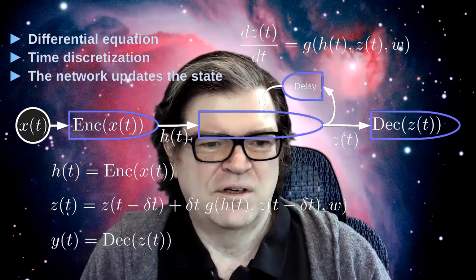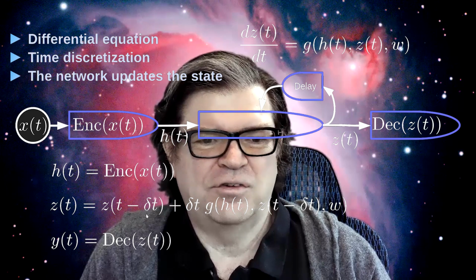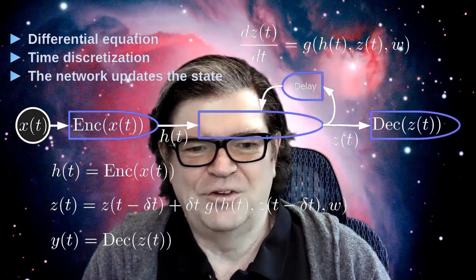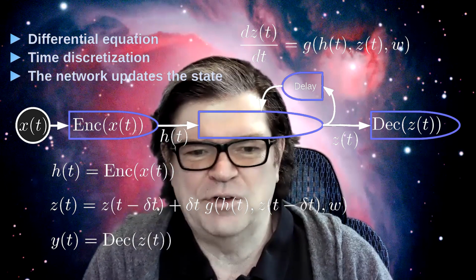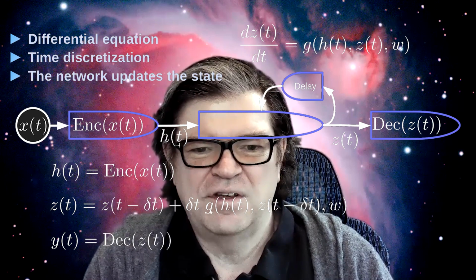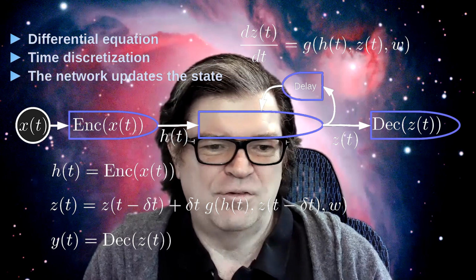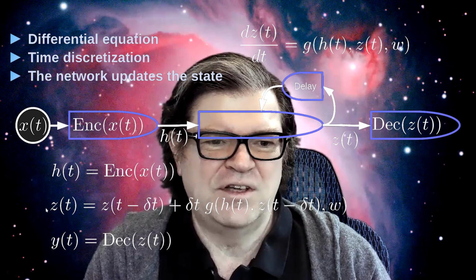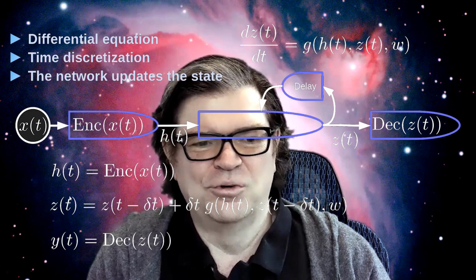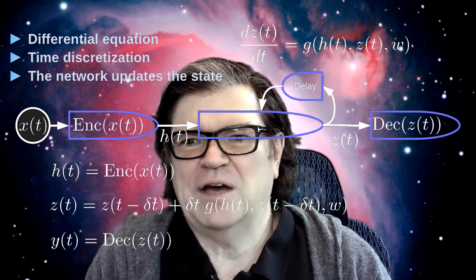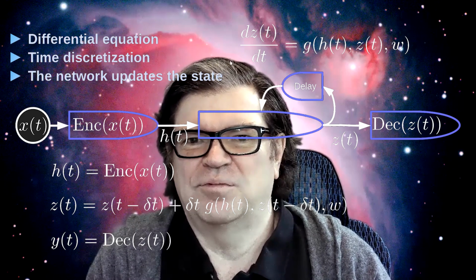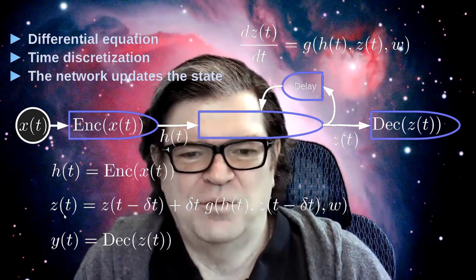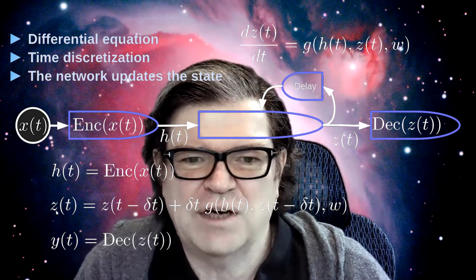So z of t is going to be equal to z of t minus delta t, the previous value of z, with a little delta t, which is kind of a small time interval, plus delta t times the g function. And if you put the z of t minus delta t on the other side and divide by delta t, and you make delta t go to 0, you basically get back this differential equation, right? Which would be sort of a discretized approximation of the time derivative of the z vector.